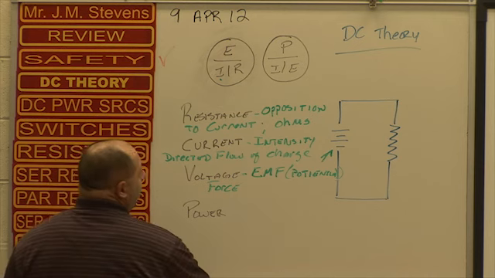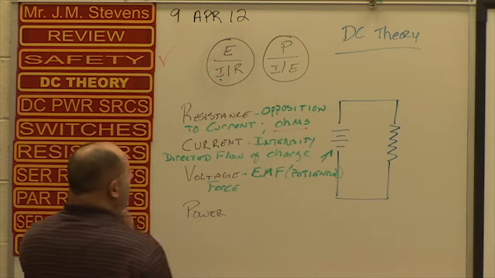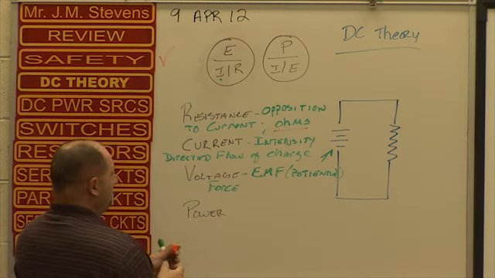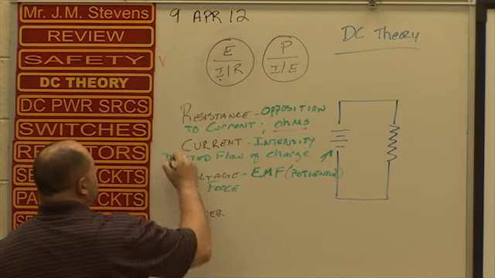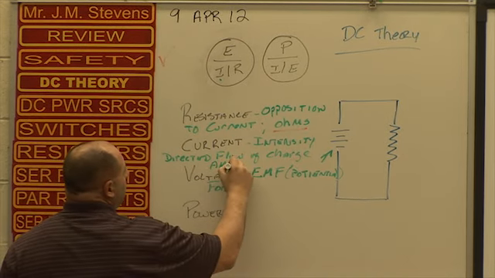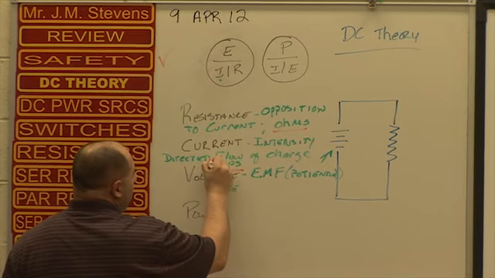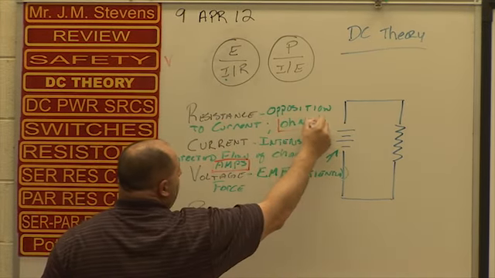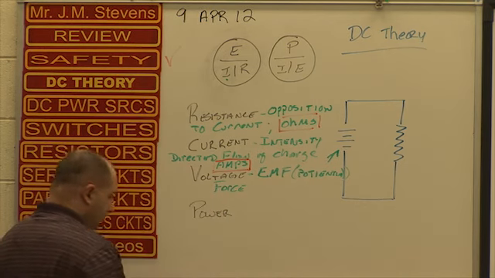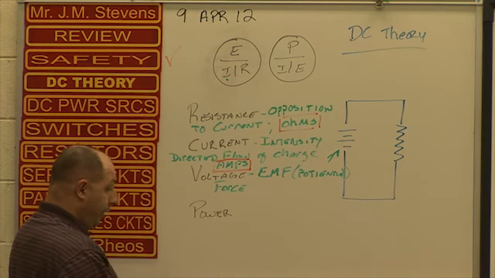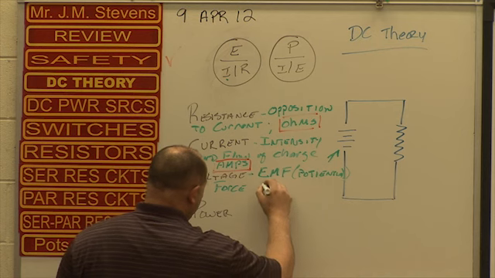Resistance, the unit of measure was ohms, right? Yes, sir. What about current? What is the unit of measure? Amps. It's amps, or amperes. What about this? Volts. Yeah, okay. Volts.